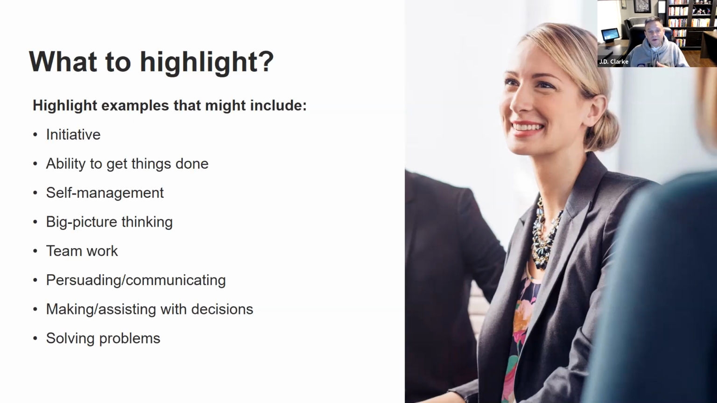What a lot of people do is talk about ideas that they had that they may have had to sell in their organization, and where you had to make and assist with decisions. And I put assist in there because for many individuals early in their career, they're not at that chance where they're making decisions. I had a conversation with a candidate about a year ago, and they said, well, I don't make decisions.